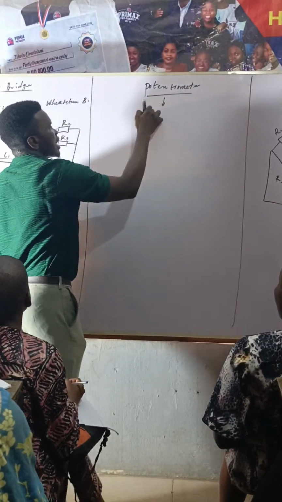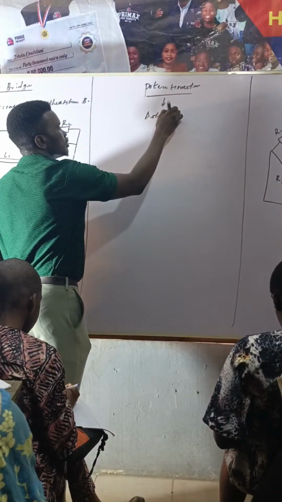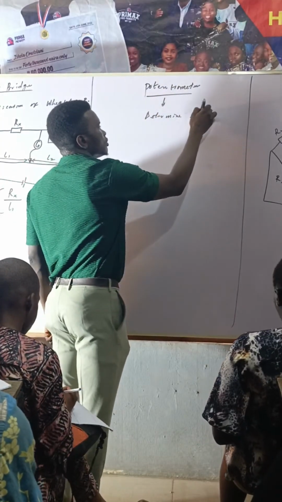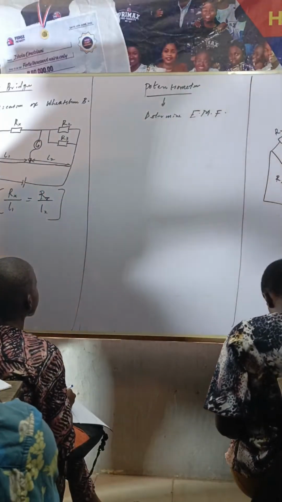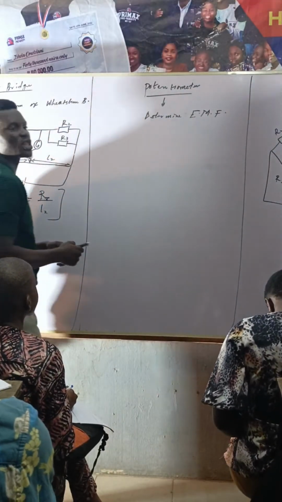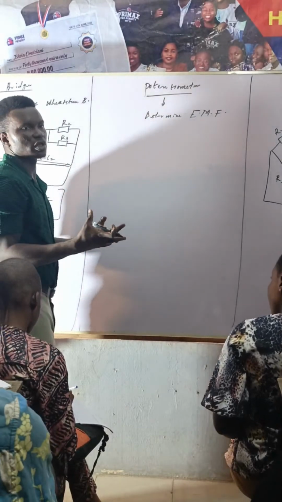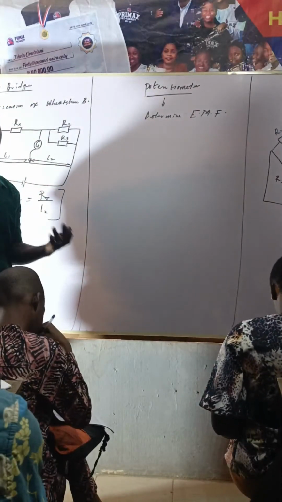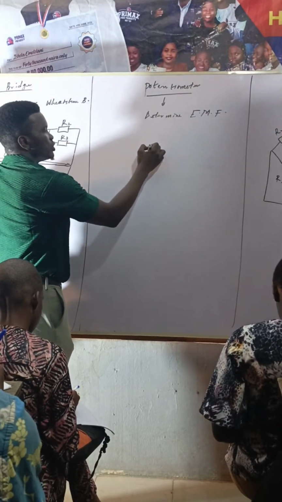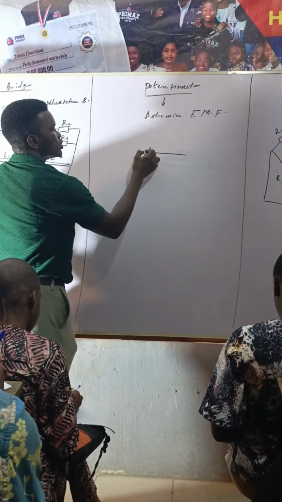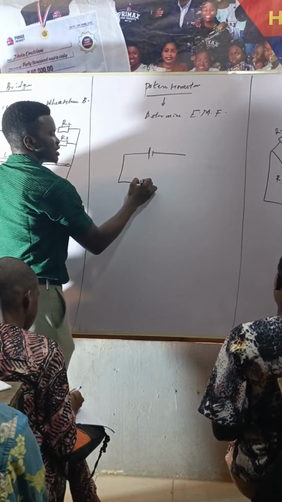Potentiometer is used to determine EMF. To determine the EMF of a battery accurately, you use a potentiometer in place of a voltmeter. Like I said, you are going to have a cell, which we call the primary cell. It's going to be connected across a wire.